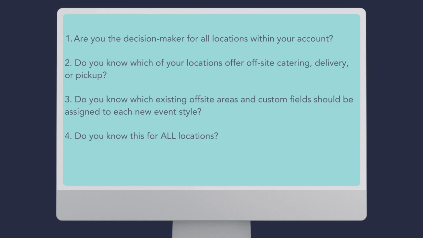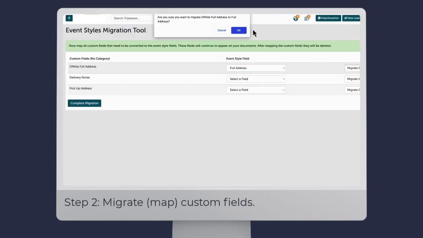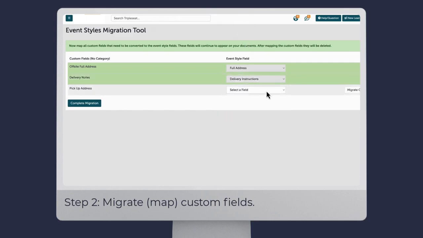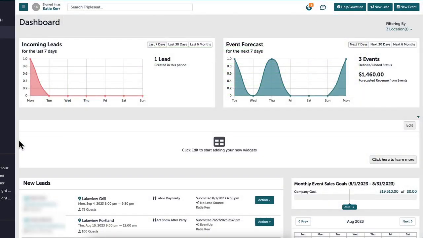Depending on how many locations you have in your account, this update should take less than 1 minute per location. You also need to make sure you have the right permissions to do so. You need to be a customer admin to map. Because this is a one-time update and edits cannot be made after it goes through, it is important to be sure you are the right person to make this update. If you would like to talk this through, please reach out to your account manager or to our support team by clicking on the Help Question button at the top right corner of any screen in Triple Seat.